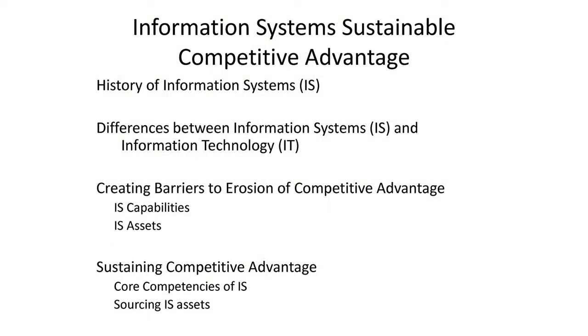Briefly, I'm going to go over the history of information systems, the difference between IS and IT, and creating barriers to erosion of competitive advantage. That's somewhat an awkward sentence, but that's how the academics describe creating a sustainable competitive advantage. You put barriers to eroding your competitive advantage. And then sustainable competitive advantage is developing core competencies in information systems and sourcing IT assets.